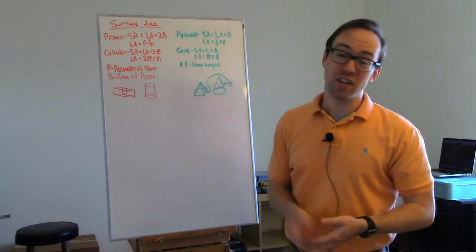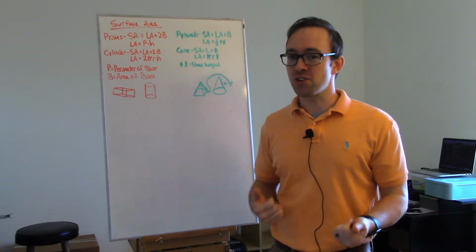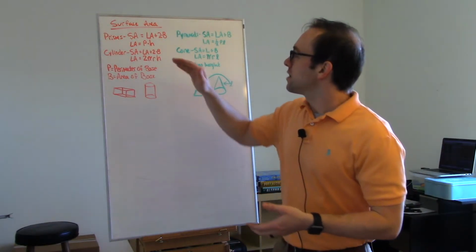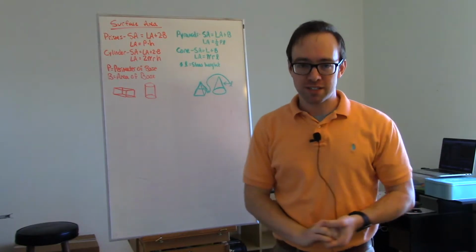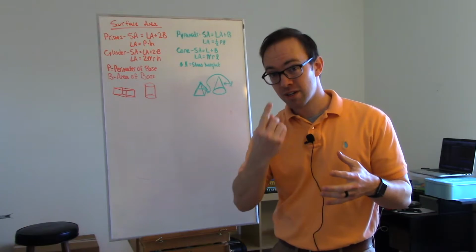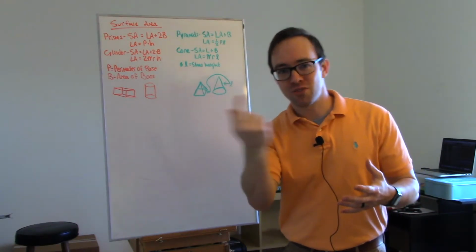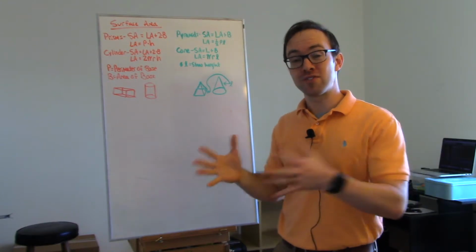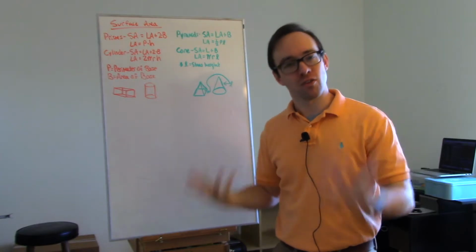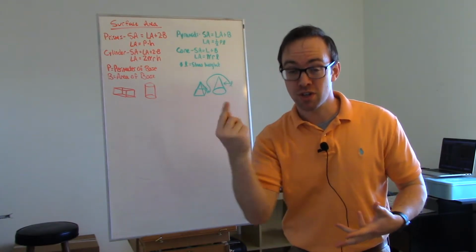For cylinders, it's the same thing. Surface area is the lateral area plus 2 times the area of the base. The base in a cylinder is always a circle. The lateral area of a cylinder is perimeter times height. So if you think about the perimeter of the circle, that would also be known as the circumference. So that's why you see 2 pi r in the formula. It's the circumference, or the perimeter of that circle, times the height.